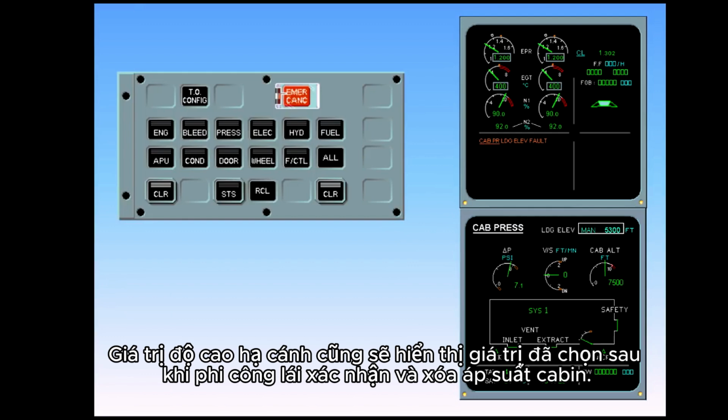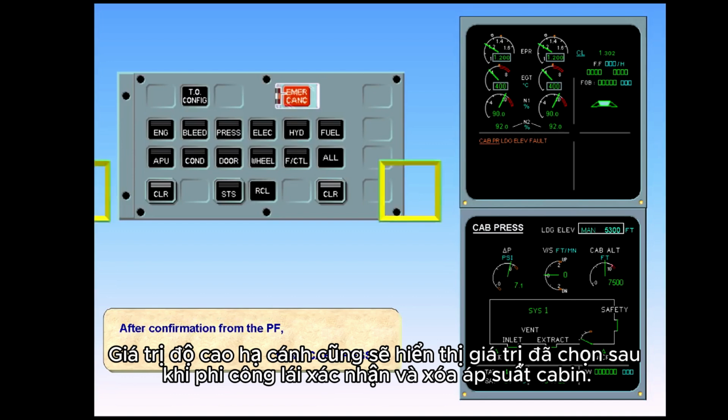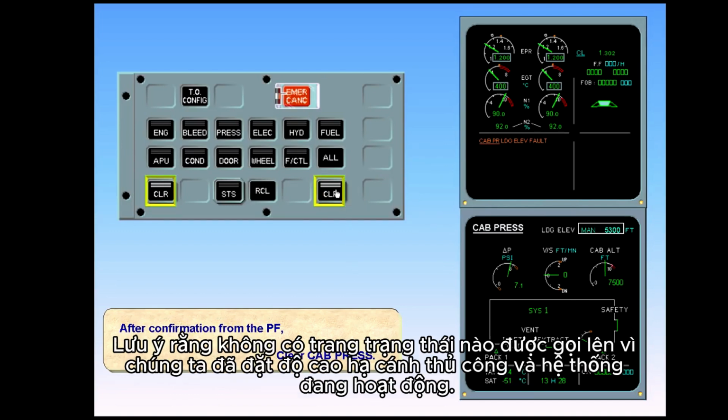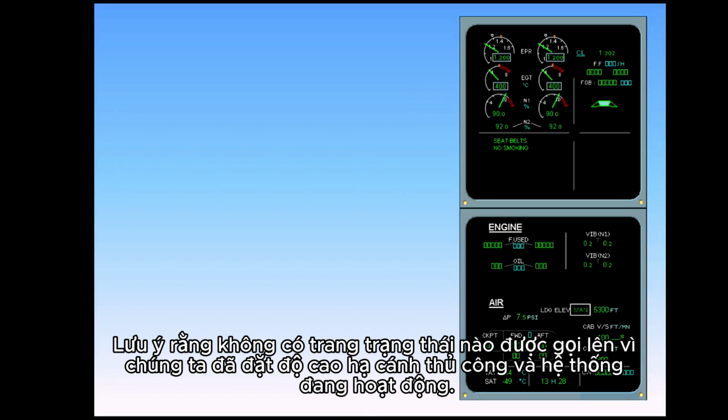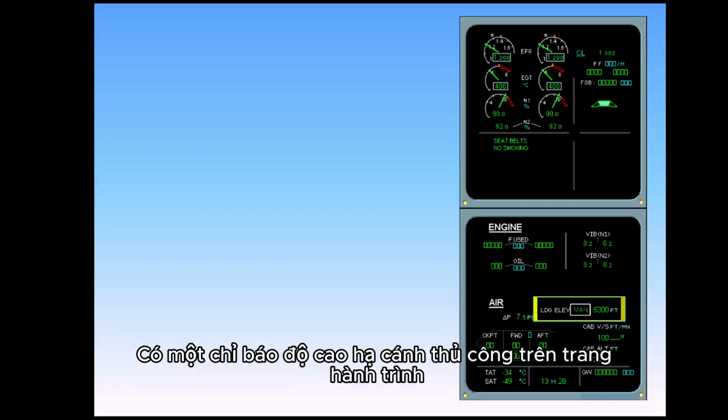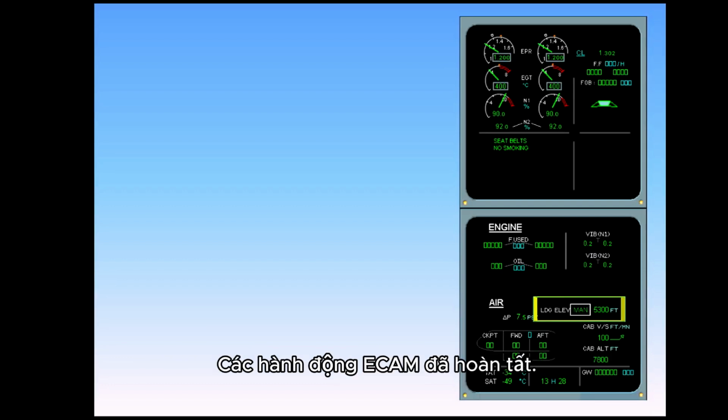After confirmation from the pilot flying, clear cabin pressure. Notice that there is no call of the status page because we have set the landing elevation manually and the system is operative. There is a manual landing elevation indication on the cruise page. The ECAM actions are complete.